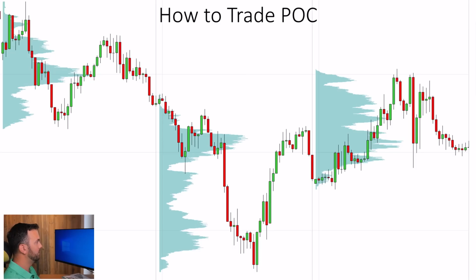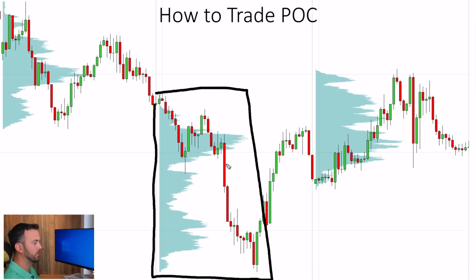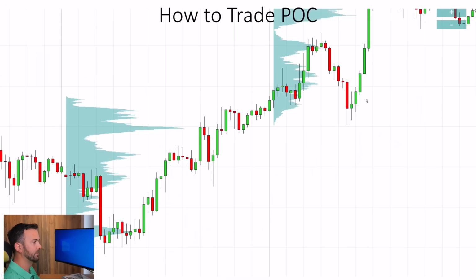There's also one more here. Take a look at this profile. It has point of control right here. The price moves away from the point of control, makes pullback to it, and this is where you enter short, right? So this is a short trade scenario.